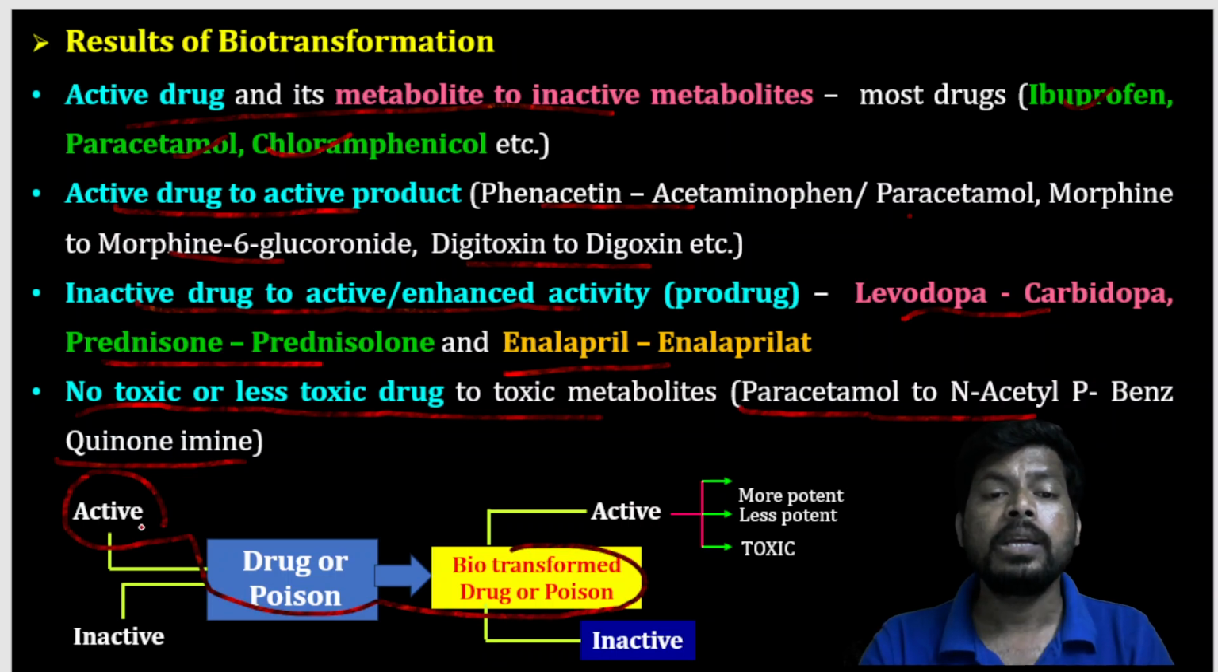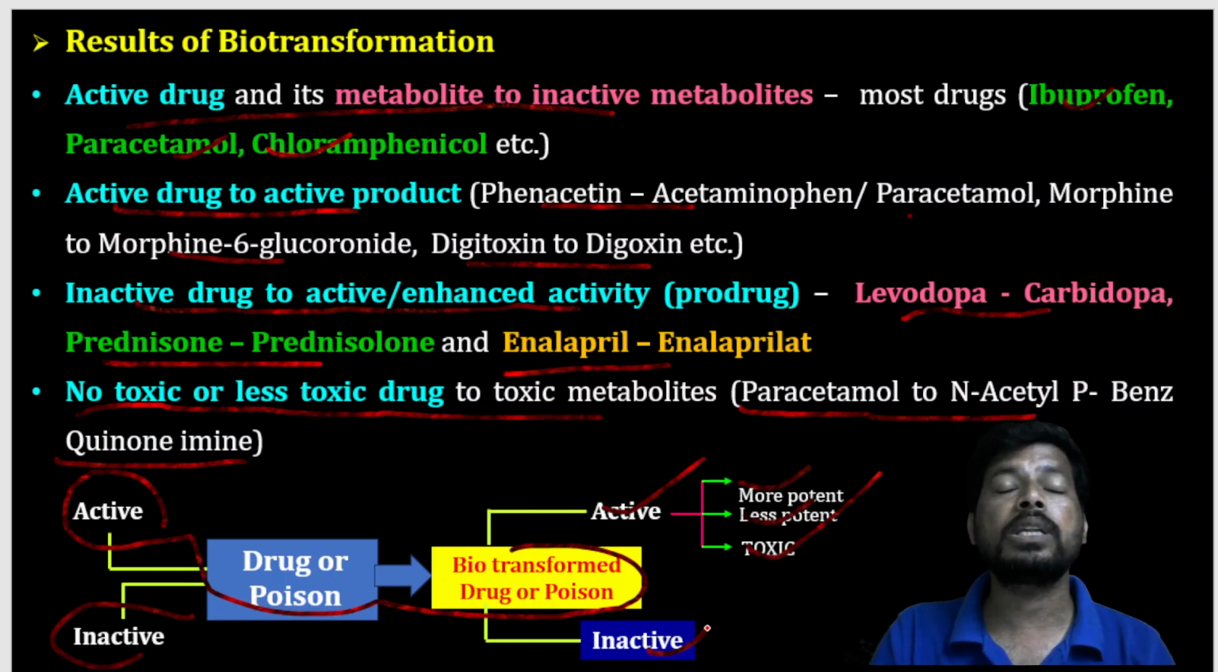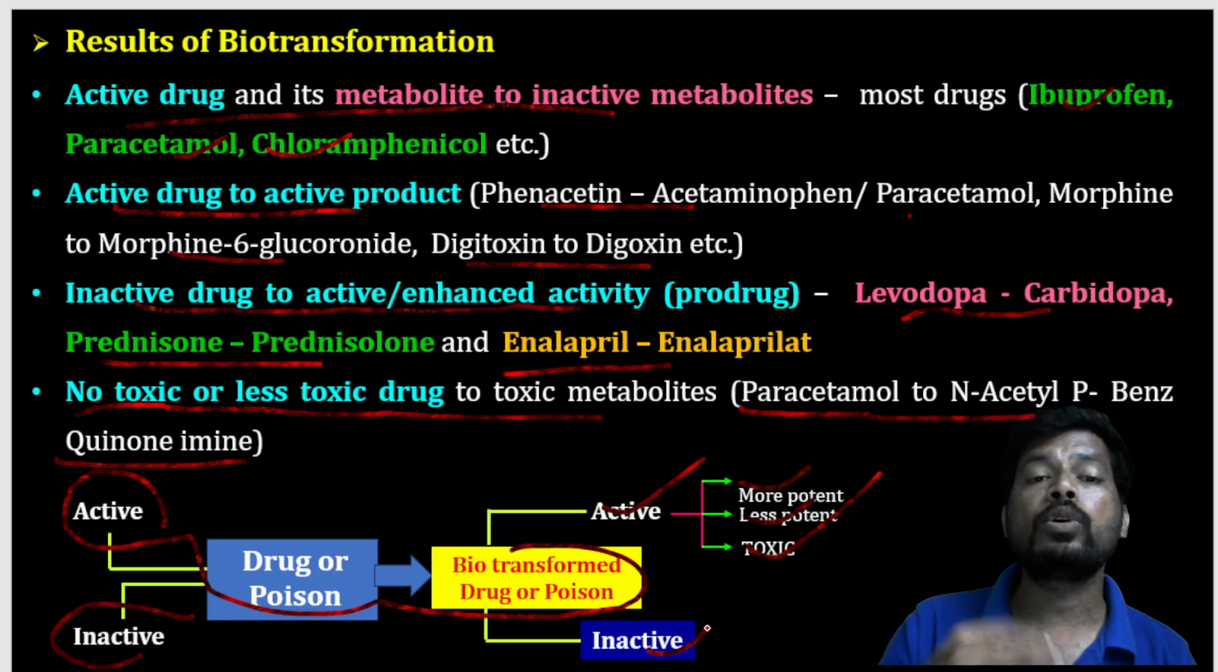So here I am telling, an active drug may convert to a more active drug. This active drug may convert to a more potent form. This active drug may convert to a less potent form. This active drug may convert to a toxic form, and this inactive drug may convert to an inactive form also. So these are the different functions of biotransformation.